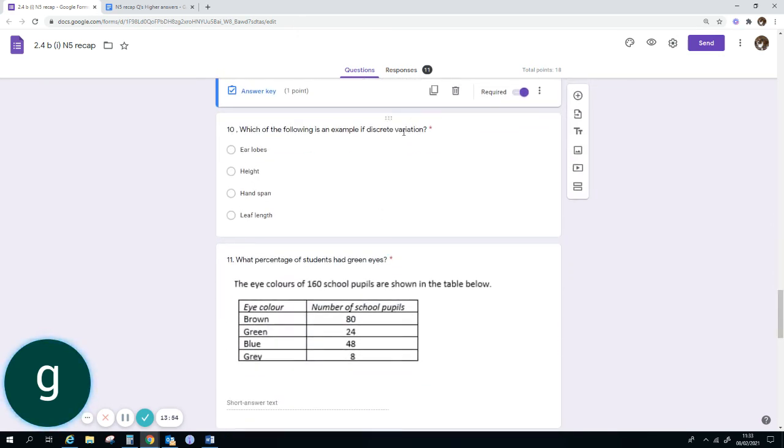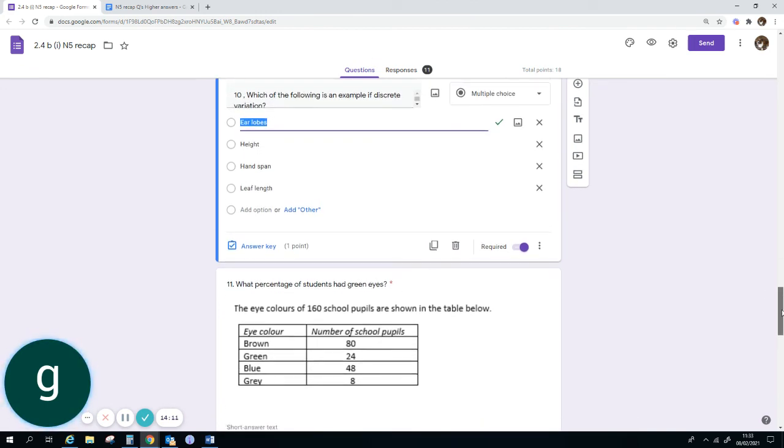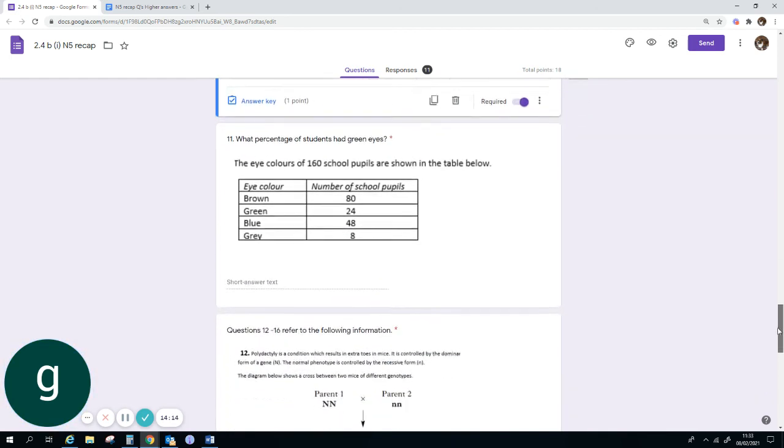Which of the following is discrete variation? Not something we cover at the higher course much, but it's good to remember. Discrete variation is single gene variation, usually. It's an either or phenotype. So earlobes attached or unattached is either or. Height can be any height, you can have any hand span, and you can have any leaf length. It's not an either or.